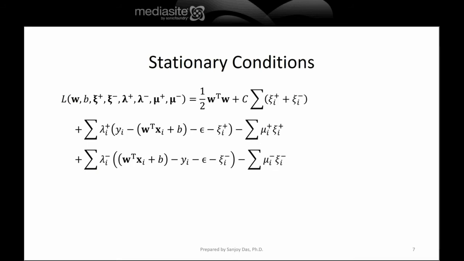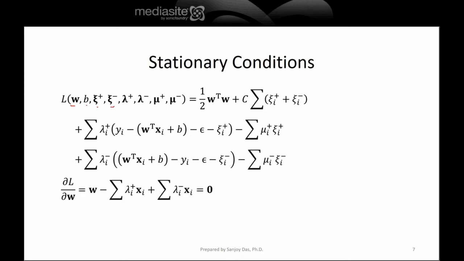So this is our Lagrangian which I just rewrote, and now let's look at the stationary conditions. What we will do is take the derivatives of the Lagrangian with respect to the primal variables W, B, zeta i plus and zeta i minus.